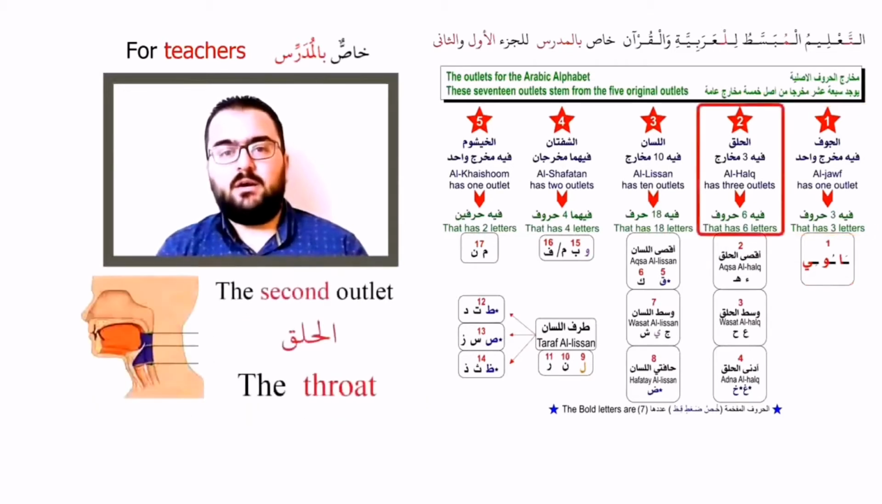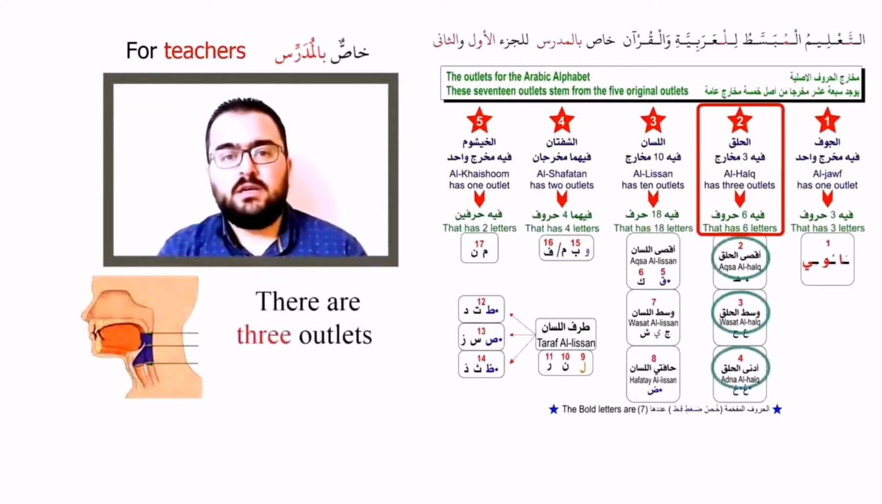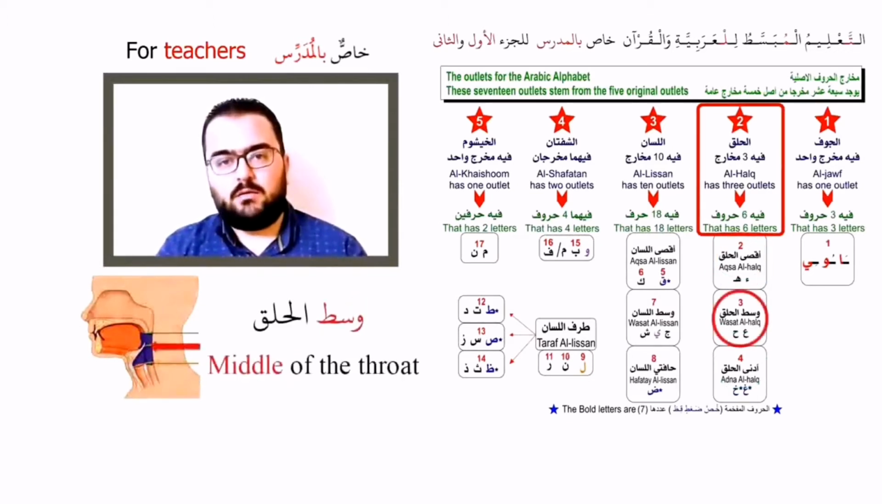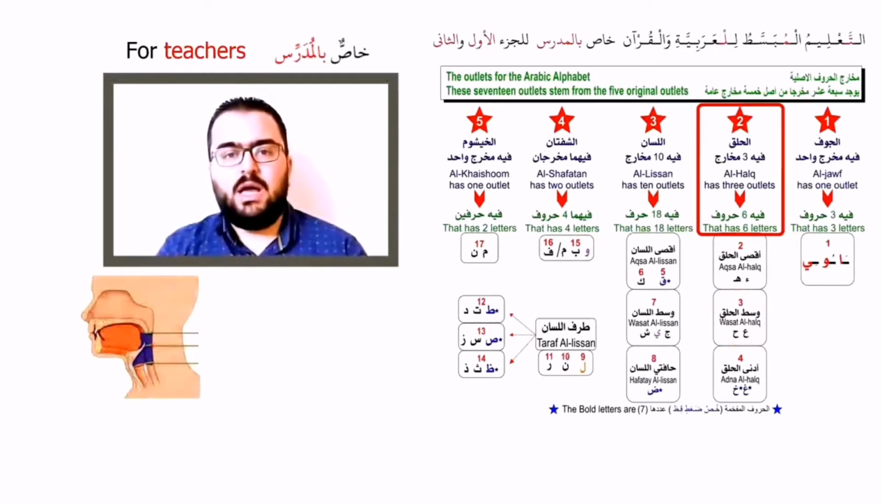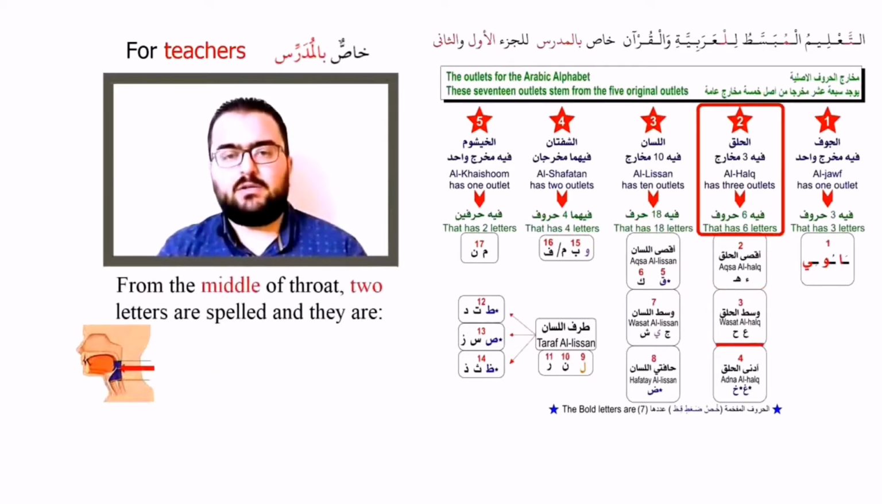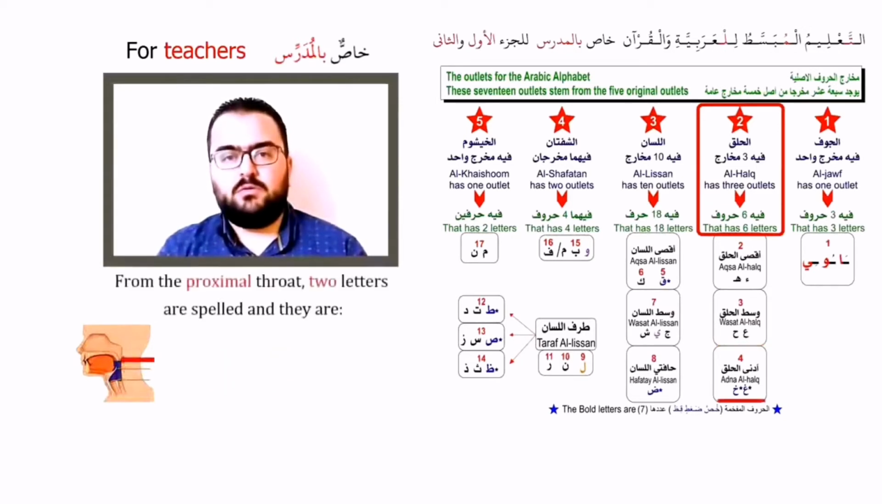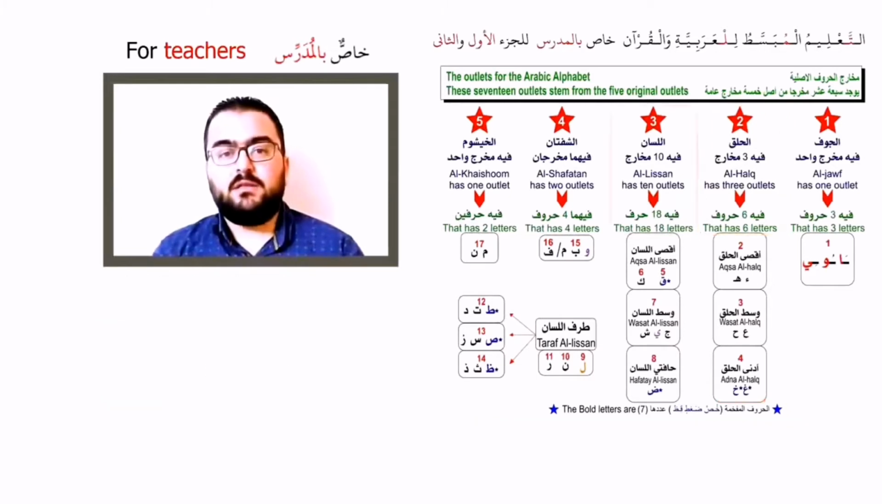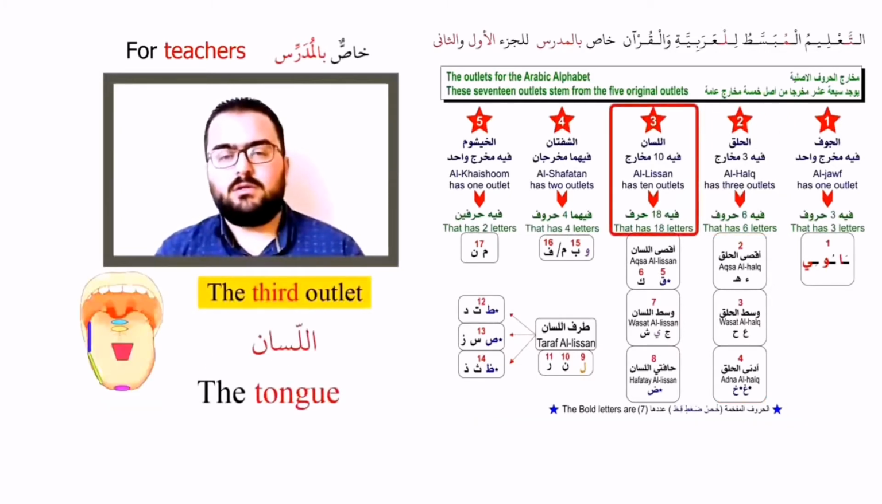The second outlet is called Al-Halq, or as we say in English, the throat, where there are 3 outlets: Aqsa Al-Halq, or distal throat; Wasat Al-Halq, or the middle of the throat; Adna Al-Halq, the proximal throat. From the distal throat, 2 letters are spelled, and they are Hamza, Ha. From the middle of the throat, 2 other letters are spelled, and they are Ayn, Ha. From the proximal throat, 2 letters are spelled, and they are Ghayn, Kha.